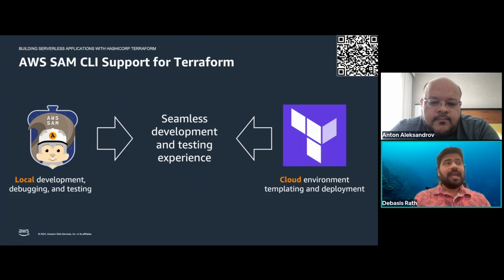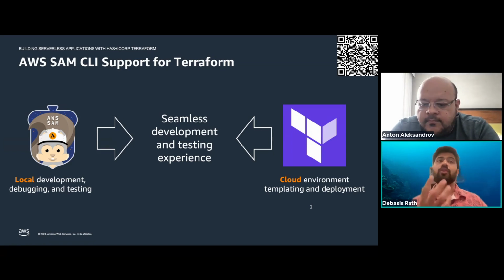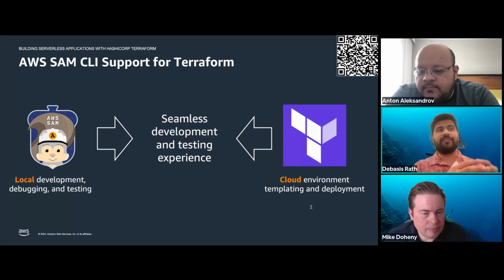So SAM CLI allows you to emulate a Lambda-like environment on your local machine, which is basically a Docker container with a lot of configuration that emulates Lambda's own environment on AWS Cloud. When you run SAM local commands, it downloads a small container on your local machine and runs it, and then it also hosts the code that you have in that particular environment.